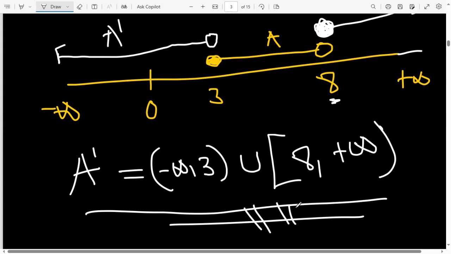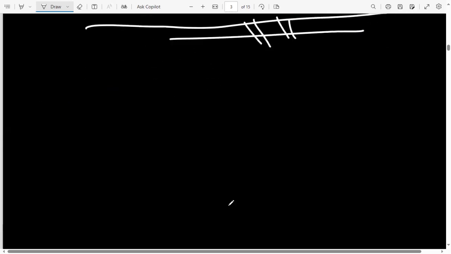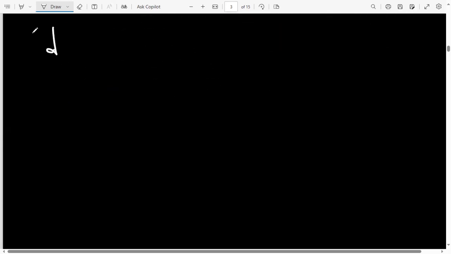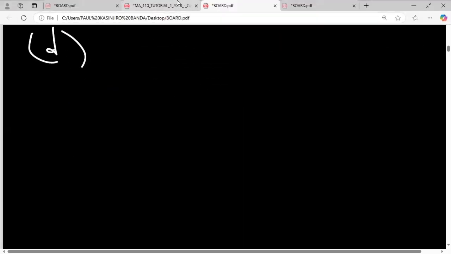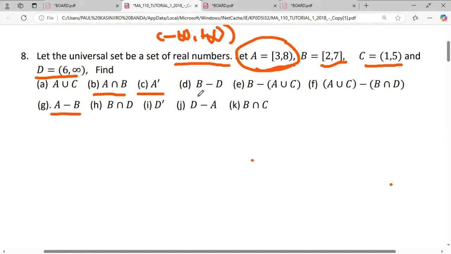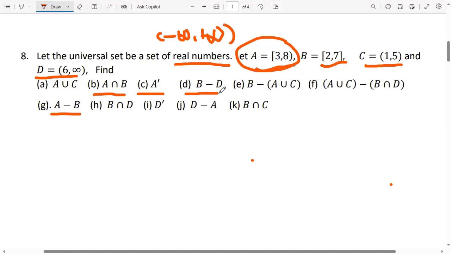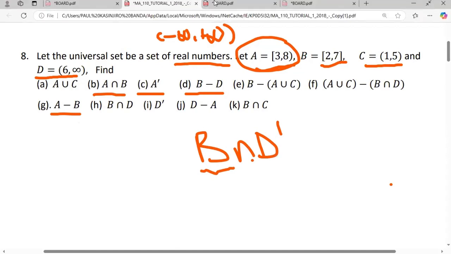Okay, let's look at the next one then. Now we are looking at D. What does D have for us? On D, we have B minus D. B minus D simply means B intersection D complement. So we are intersecting this B with the D complement.